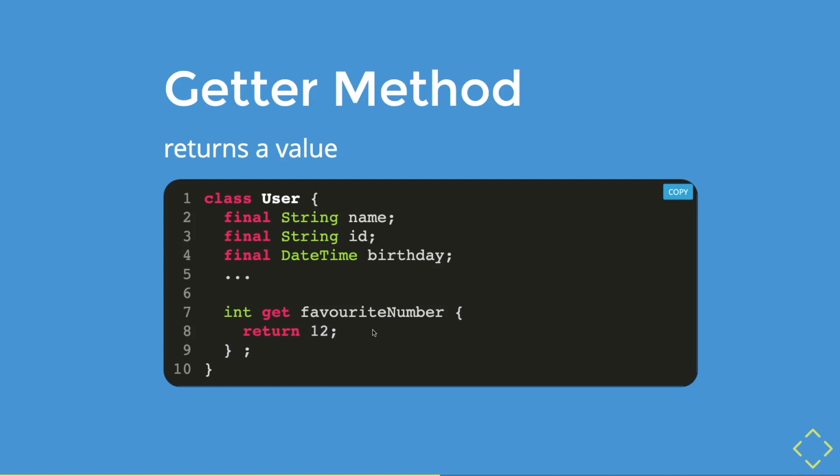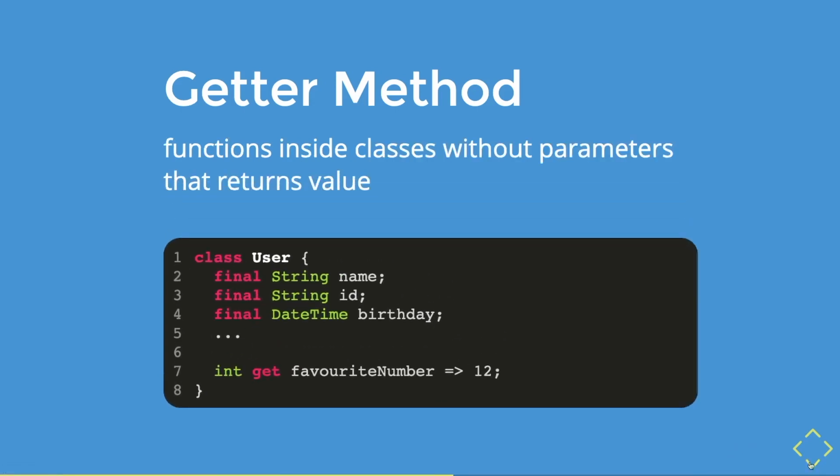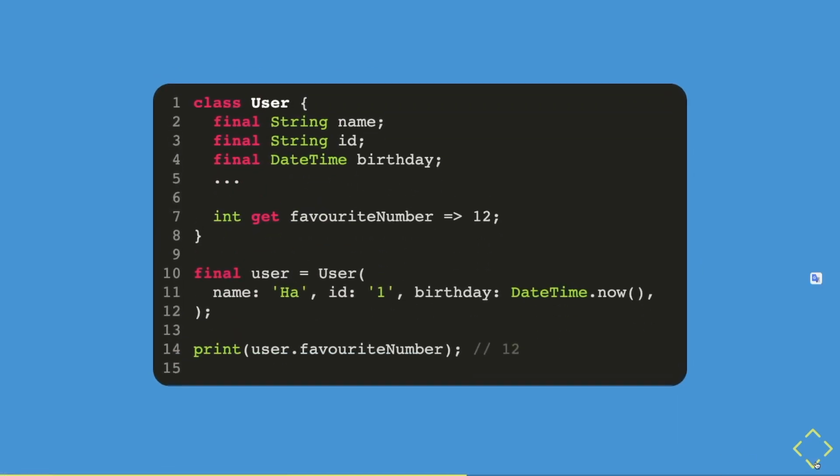Since this is a simple return statement, we can do a shorthand that looks like an arrow and the return value as well. In summary, it is like a function in a class without the parameters that returns a value. Like for this example, the value is 12. Now, if we were to have this example, we will have a getter method inside. And how we use the getter method in this example is we are just going to type the getter method name, since there are no brackets for the parameters. Get it? So there are no parameters in the getter method, so there isn't a need for the brackets on our favorite number getter method.